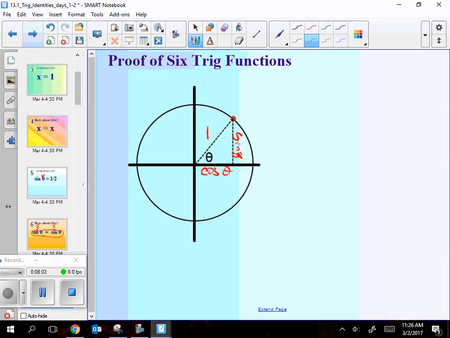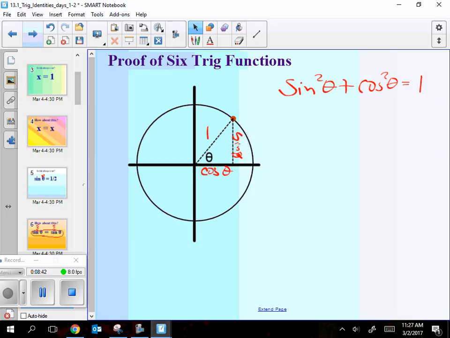Would you agree it's a right triangle? What are some things we know about right triangles? There's a right angle. The other 2 angles add up to 90. What else? A squared plus b squared equals c squared. And therefore, what's true in this one? One squared, which is 1, right? Write that down. That's the first of many identities, they're called.